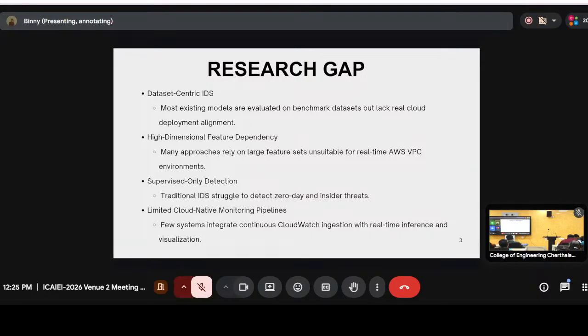While reviewing existing IDS systems, we identified several research gaps. First, most IDS models are data-centric and not aligned with real AWS deployment environments. Second, many systems rely on high-dimensional feature sets that are unsuitable for real-time cloud systems. Third, most approaches use only supervised learning, making them ineffective against insider threats. Finally, very few systems provide a cloud-native real-time monitoring pipeline. So these gaps motivated the design of our web app.